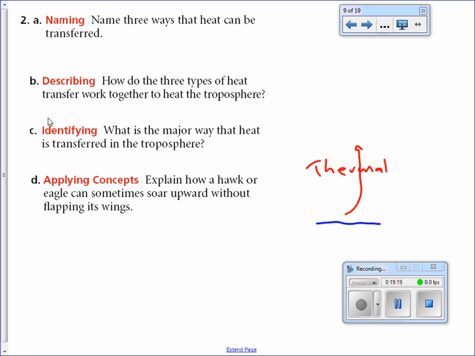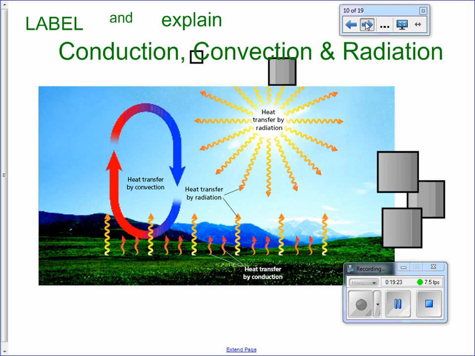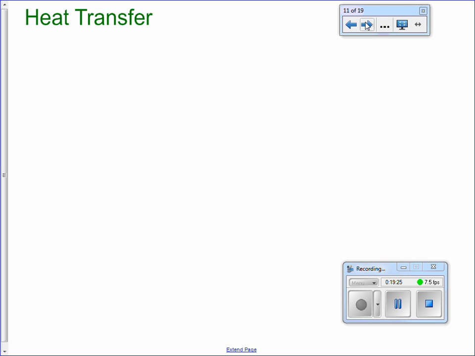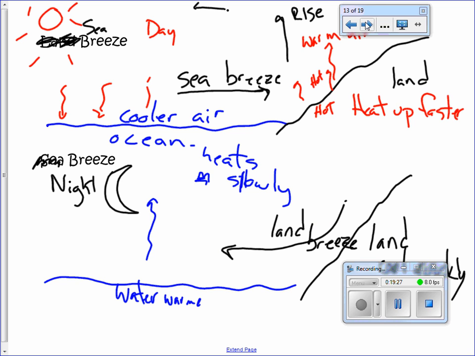I think that is most of what we need for today. Questions about any of that? So that, again, would be the thermal, heat transfer. Was land breeze and sea breeze in what you read about? No? We'll do land breeze and sea breeze later.